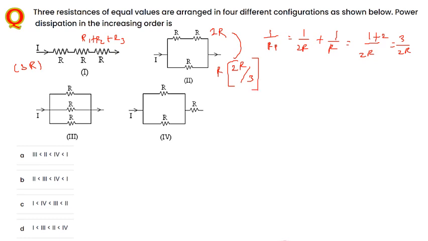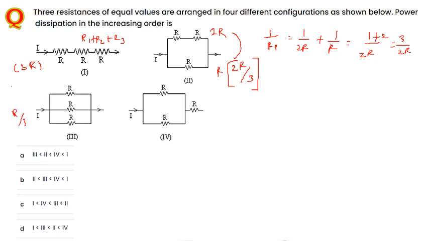In the next case, all three R's are connected in parallel. So 1 by R plus 1 by R plus 1 by R, R is common, so 3 by R. So the equivalent resistance here is R divided by 3.